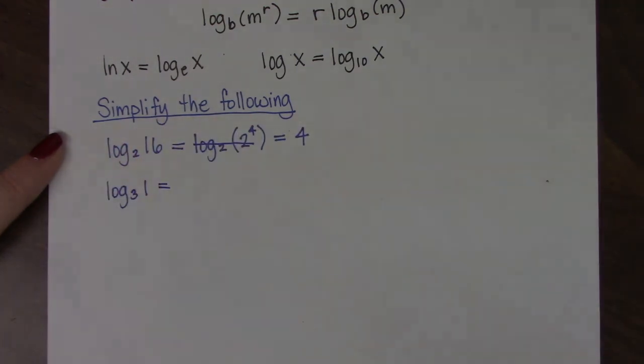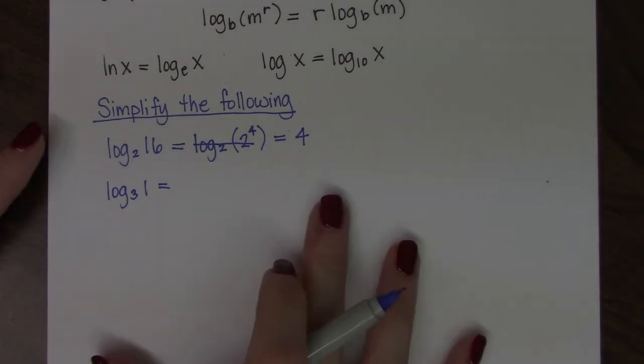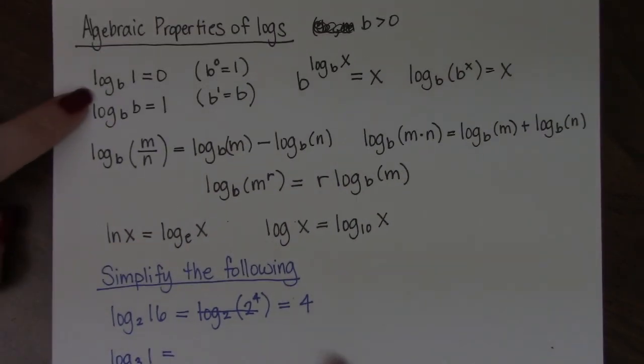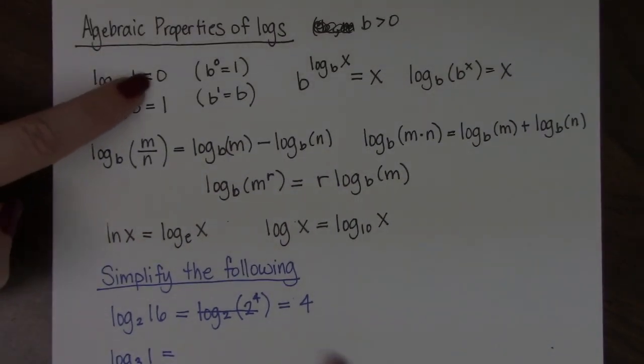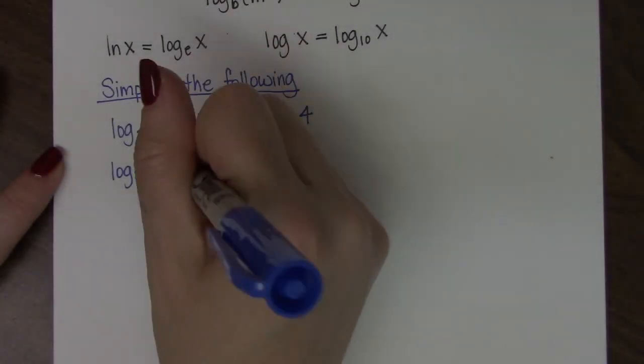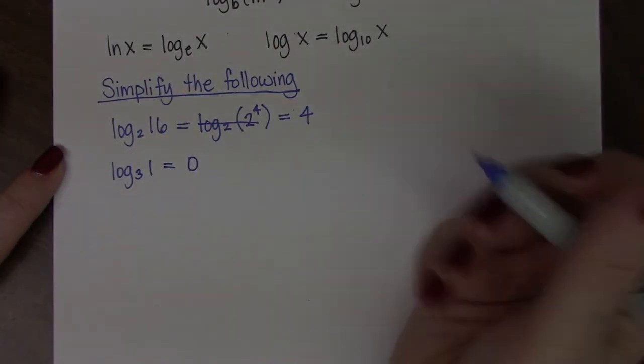So log base 3 of 1. Well, this property right here says log base anything of 1 is going to be 0. So the answer here is just 0.